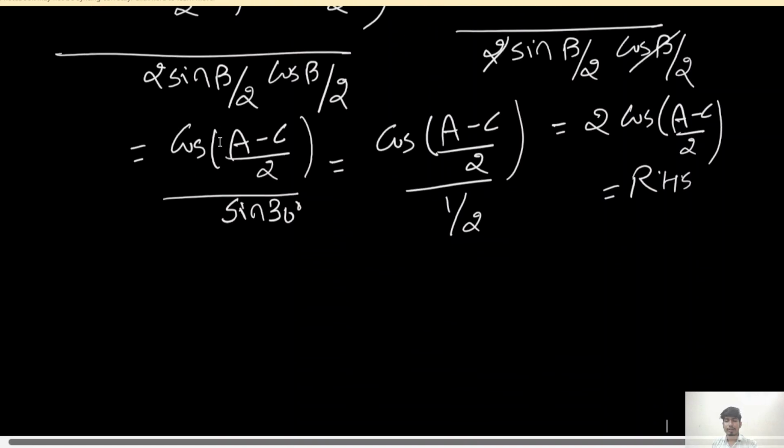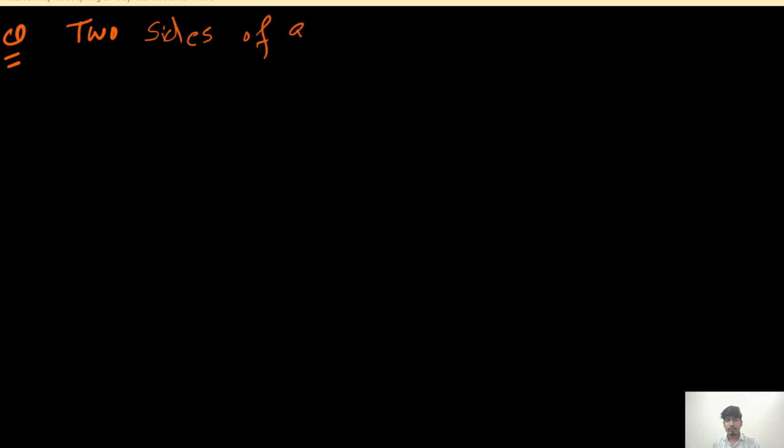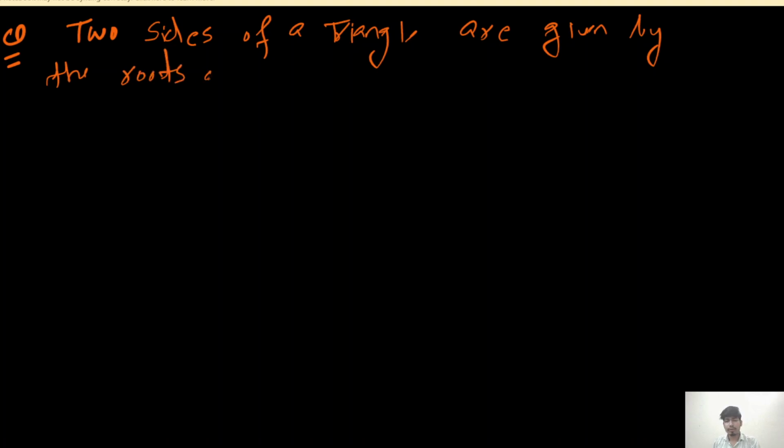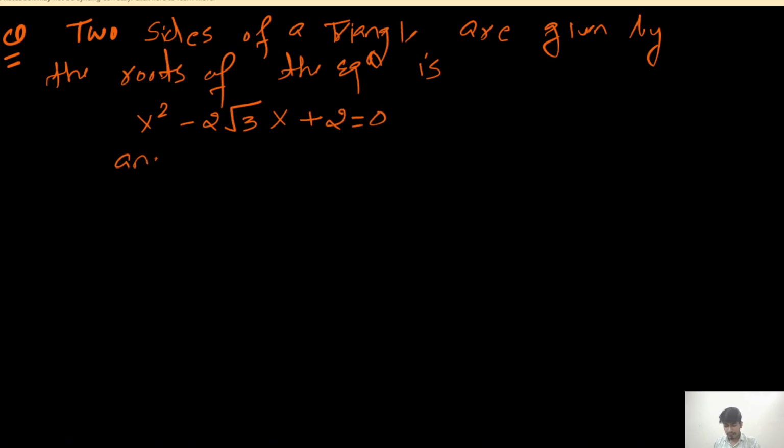Okay, students. Then our next question. What is our next question? Next question is: two sides of a triangle are given by the roots of the equation. What is the equation? The equation is x square minus 2 root 3 x plus 2 is equal to 0, and the angle between these sides is pi by 3. Okay, pi upon 3.